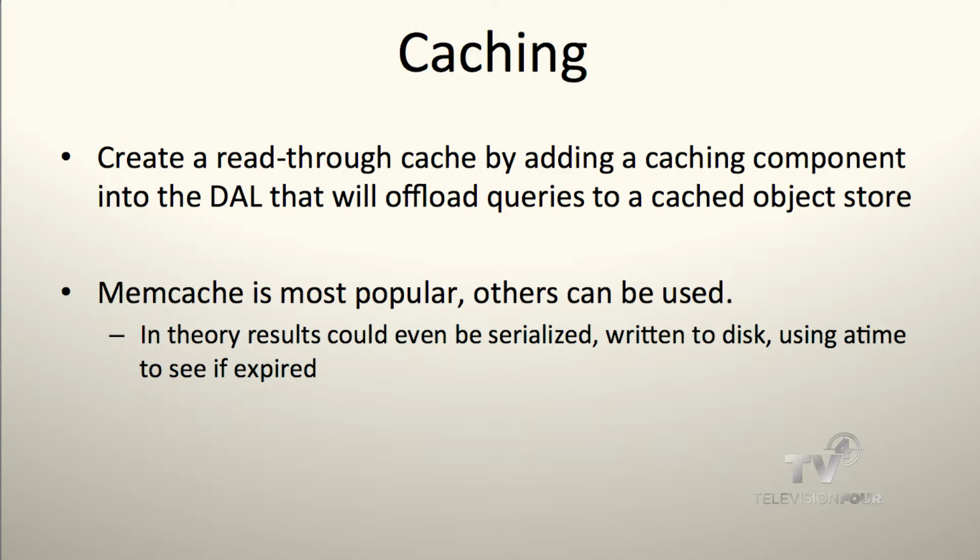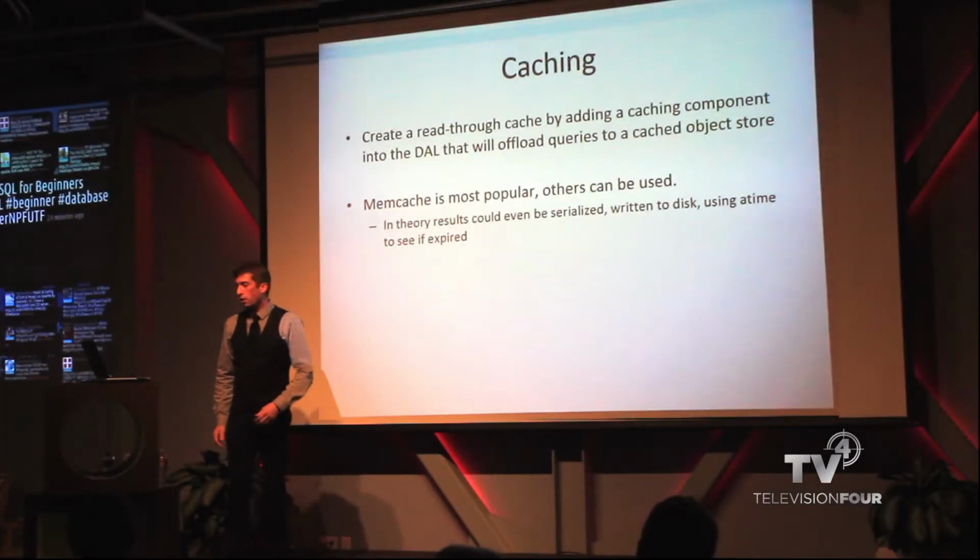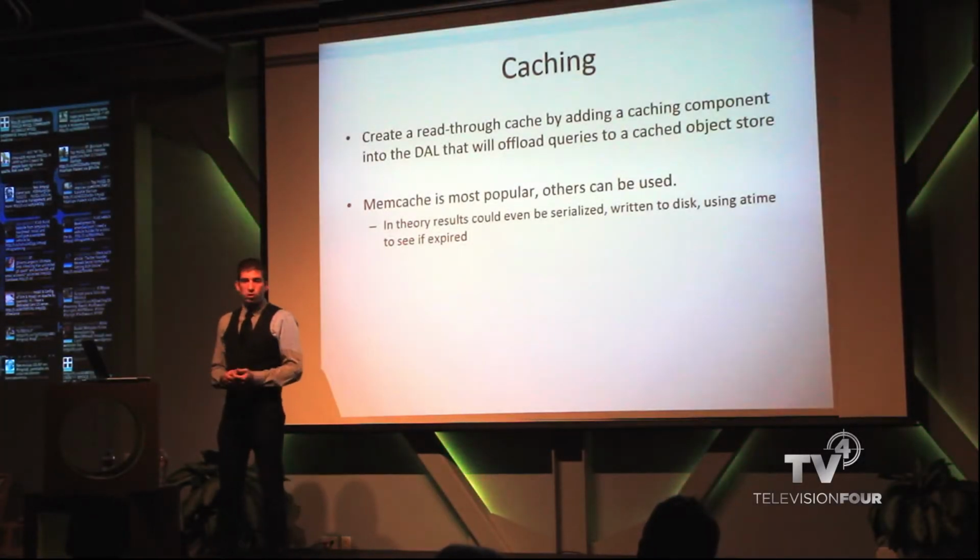So a little bit more on caching. What really becomes valuable is if you take your database abstraction layer and turn it into a read-through cache. The way to do that would be by adding a caching component into the abstraction layer that offloads all of your result sets to a cached object store. Memcache is probably the most popular. That's what I've spent the most time working with, but there are others out there that can be used. In theory, you could use just about anything.